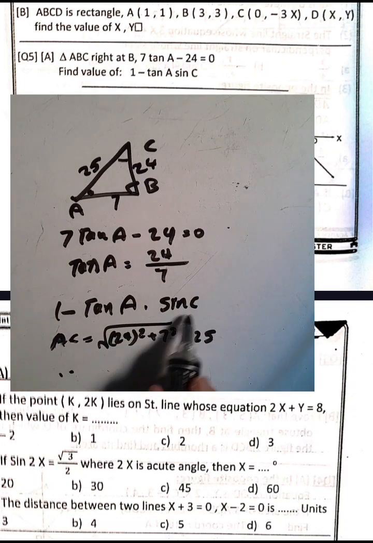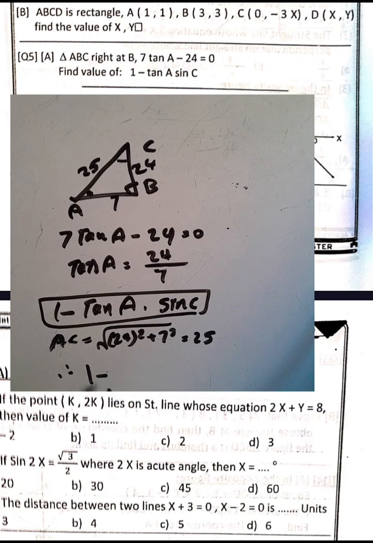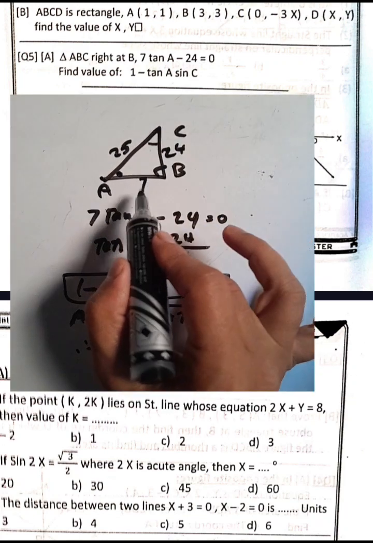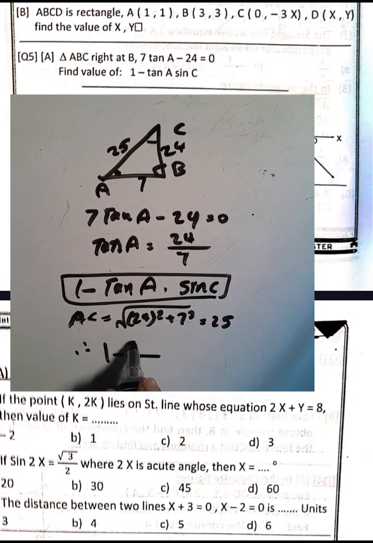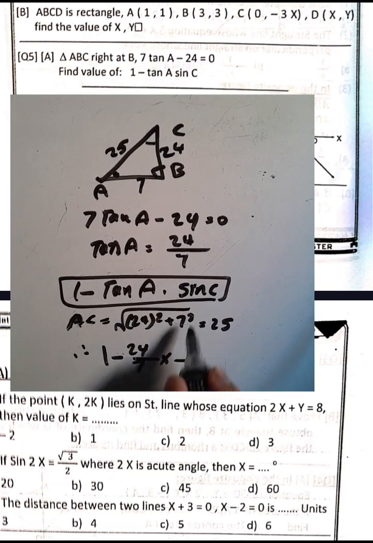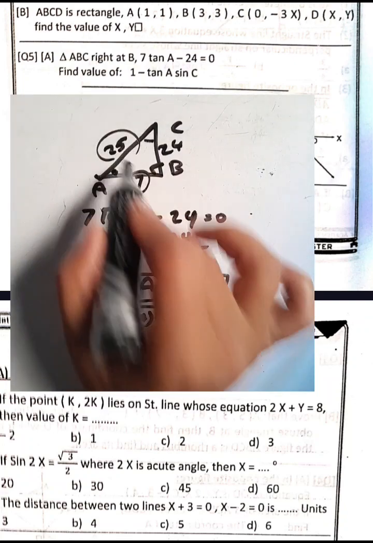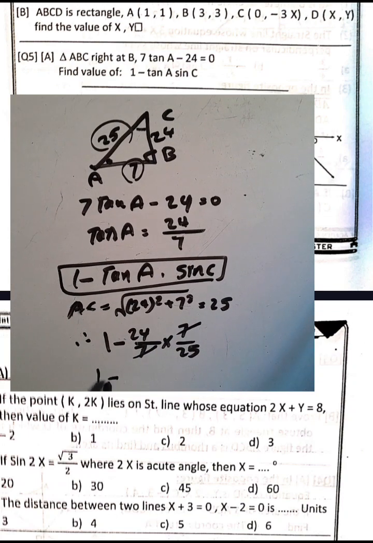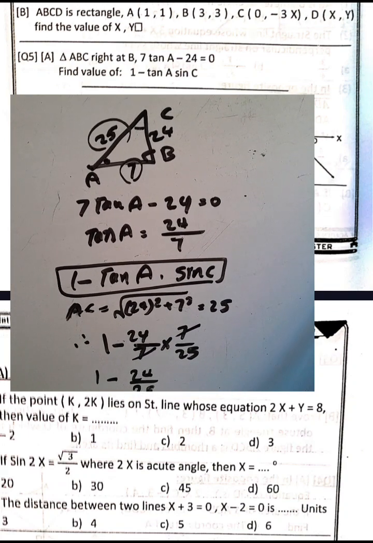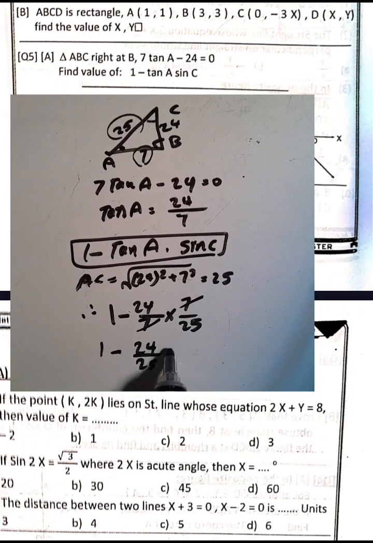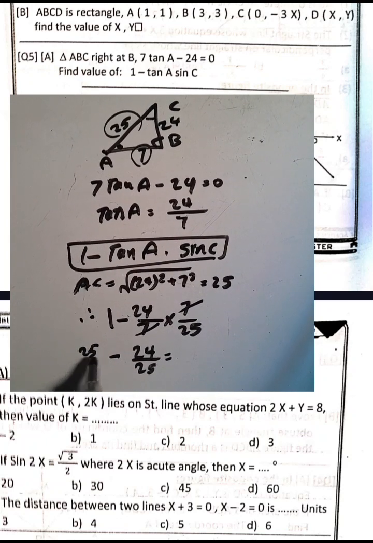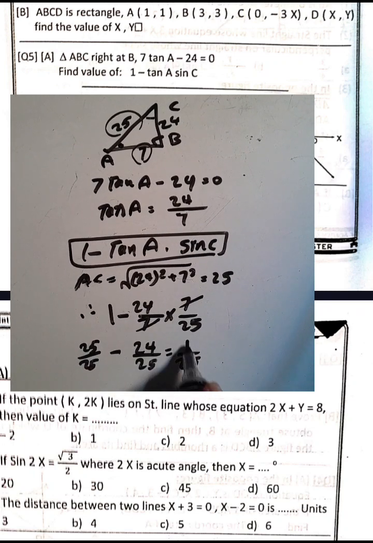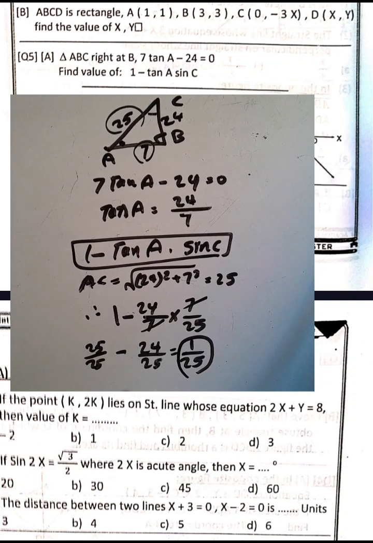Then you can find the value of this expression. 1 minus tan A. Tan A here will be opposite over adjacent, 24 over 7, times sin C, which will be opposite over hypotenuse, 7 over 25. And then you can cancel 7 by 7, and the result will be 1 minus 24 over 25. Then you can find the difference between them. Write 1 equal to 25 over 25, to have the like denominator 25. 25 minus 24 will be 1. The result here will be 1 over 25.